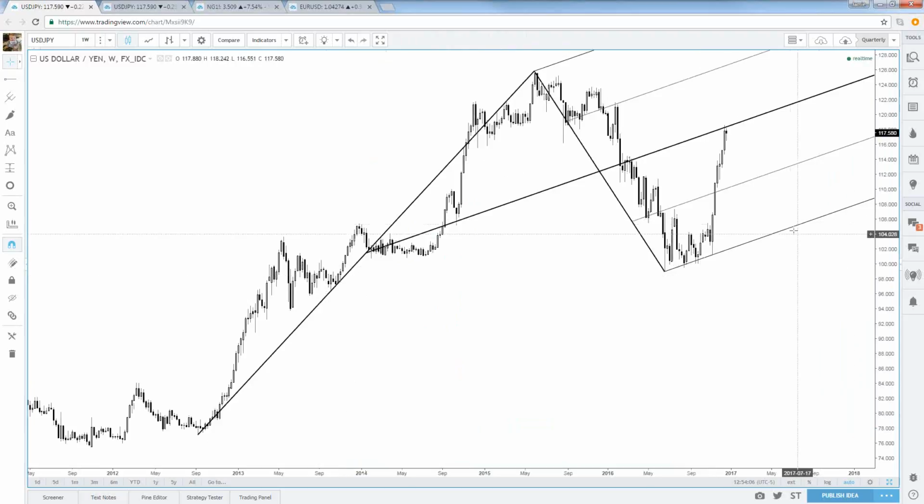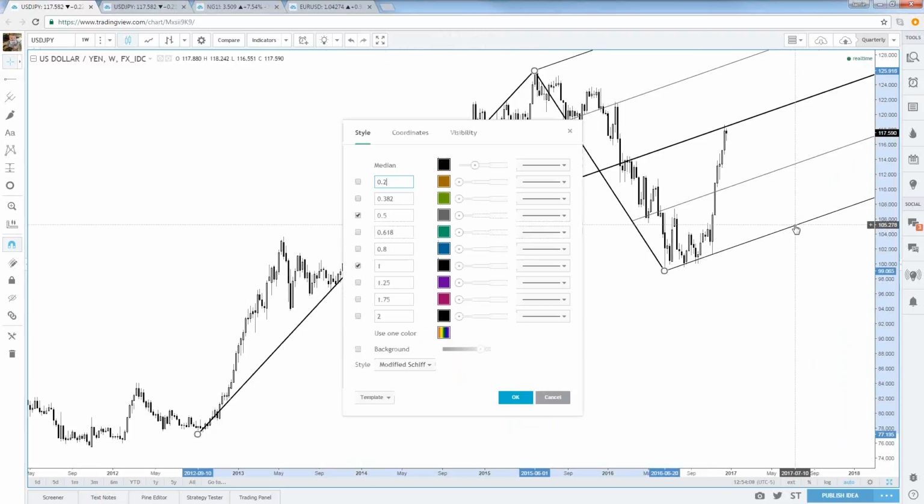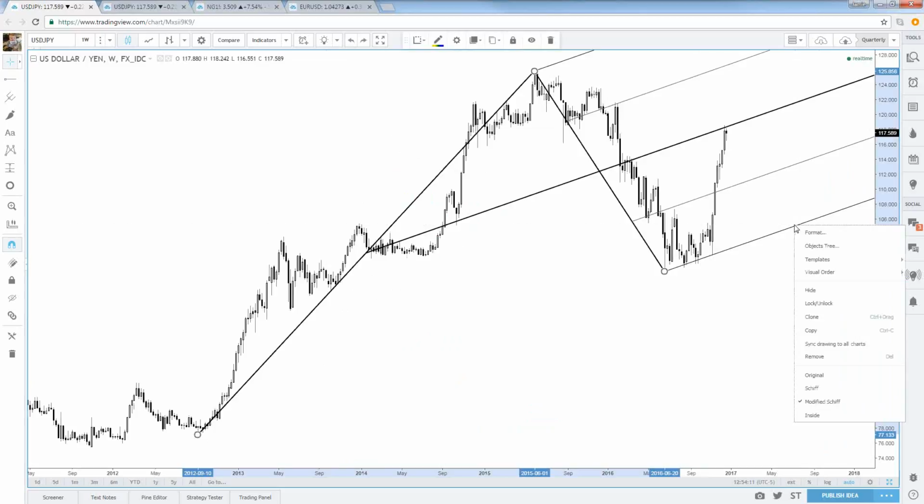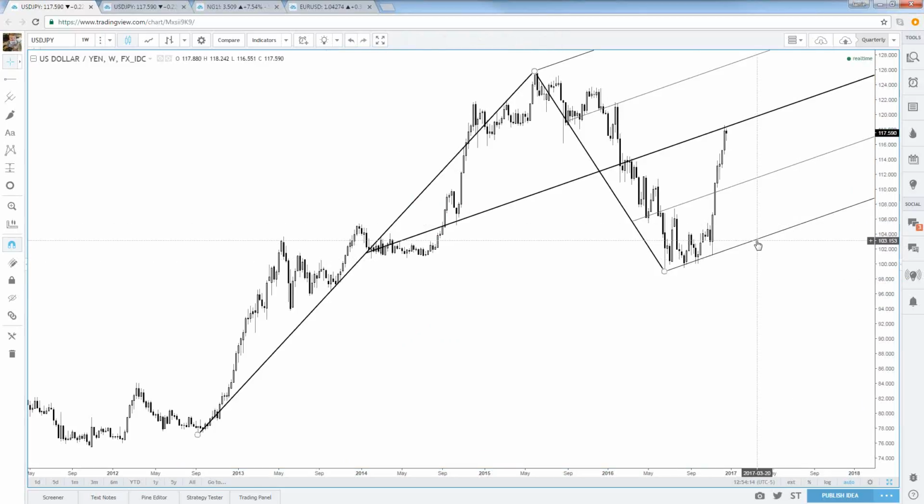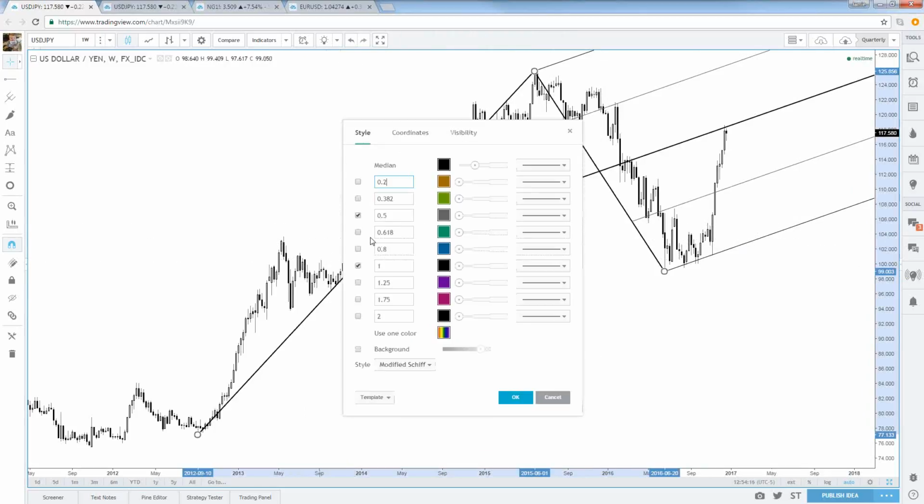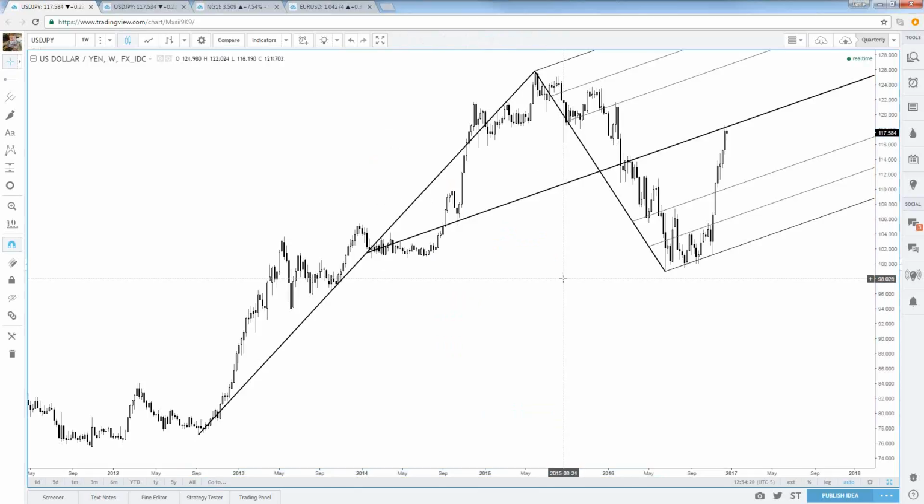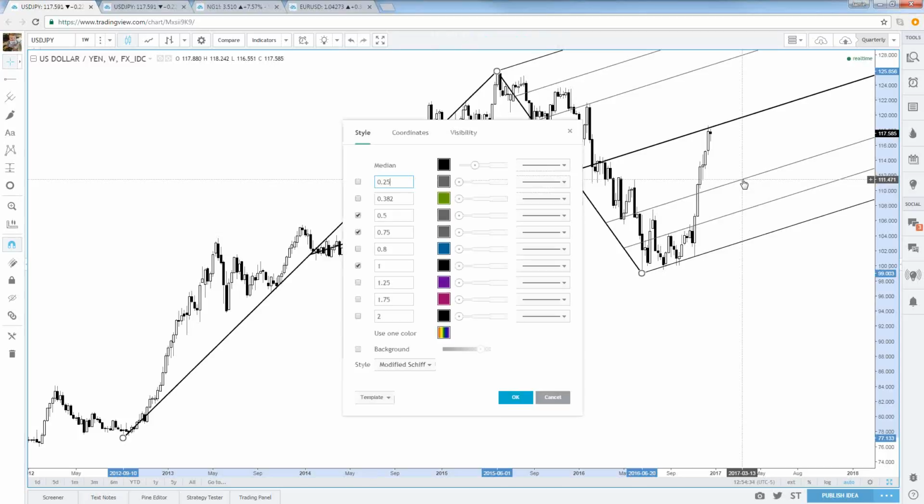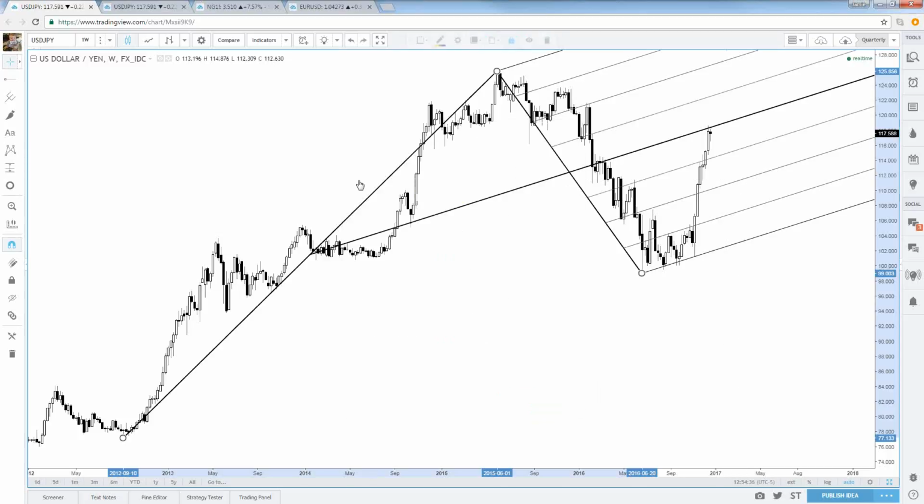Okay. And if I lock that. And if I put some other level, see here, 0.5, let's go 0.75. Let's go 0.25. This is arithmetic scale, right? Arithmetic scale, we've actually already reached the median line. Okay.